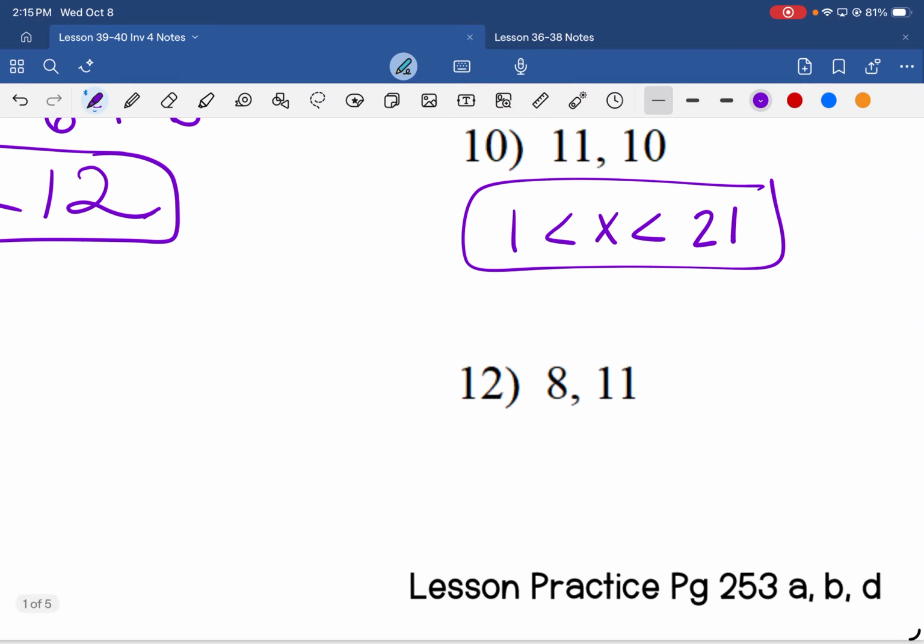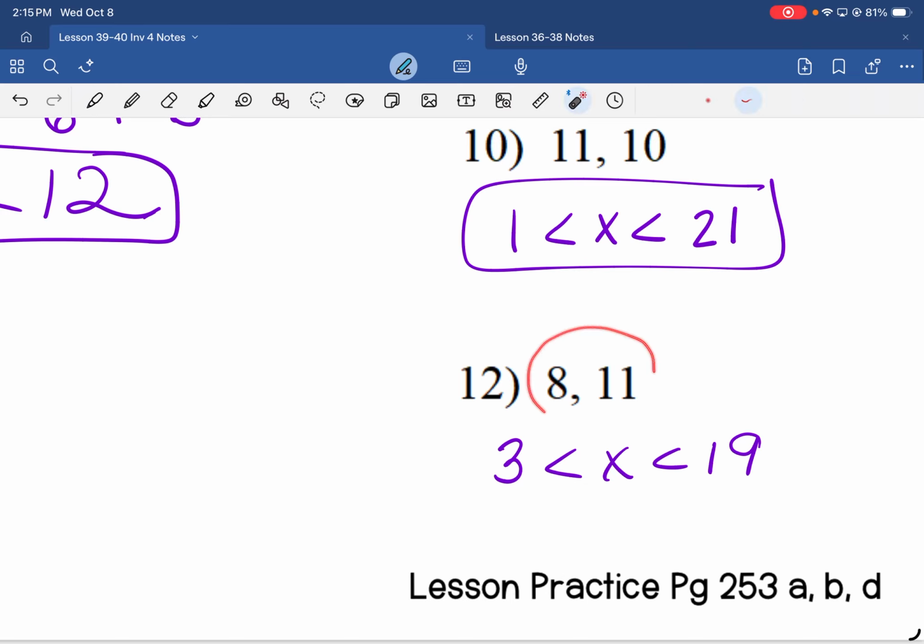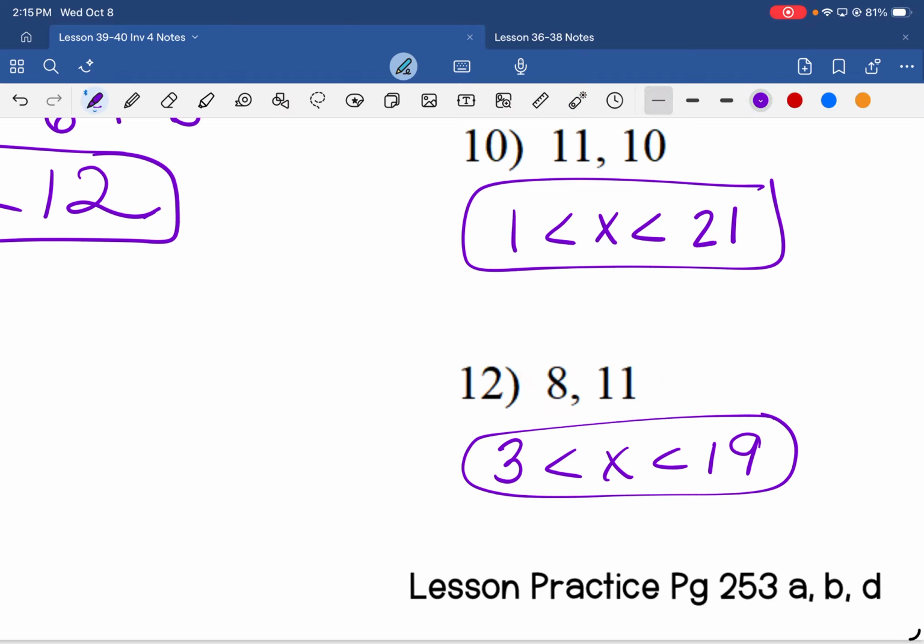Number 12, please. Between 3 and 19. 3 and 19. 11 take away 8 is 3. And 11 plus 8 is 19. You're always going to get a positive number. Always. So even if you move the 11 and the 8, you'll still get the positive number. You got it. Because you always want a positive number, because the third side of a triangle can't be a negative distance. It's got to be a positive distance.